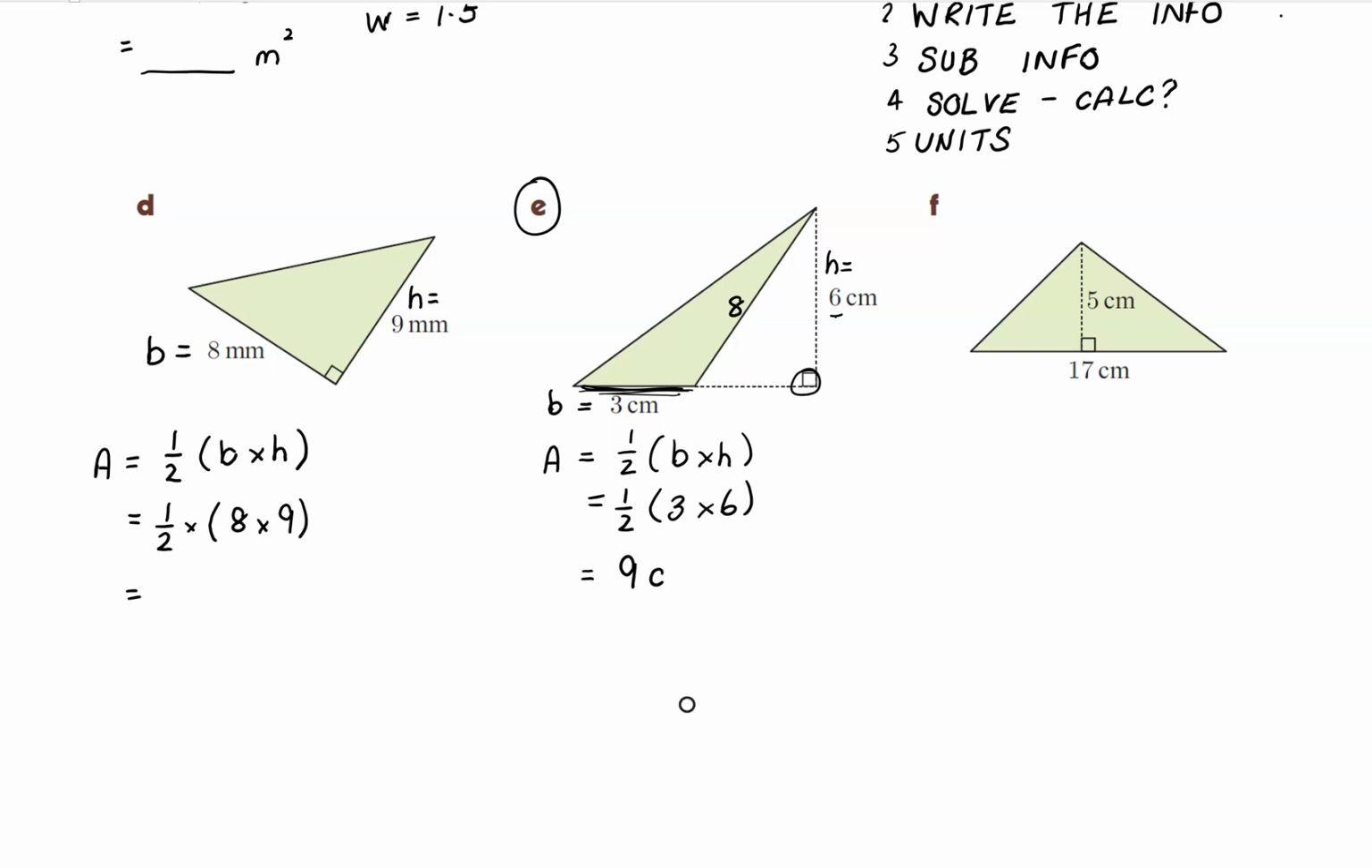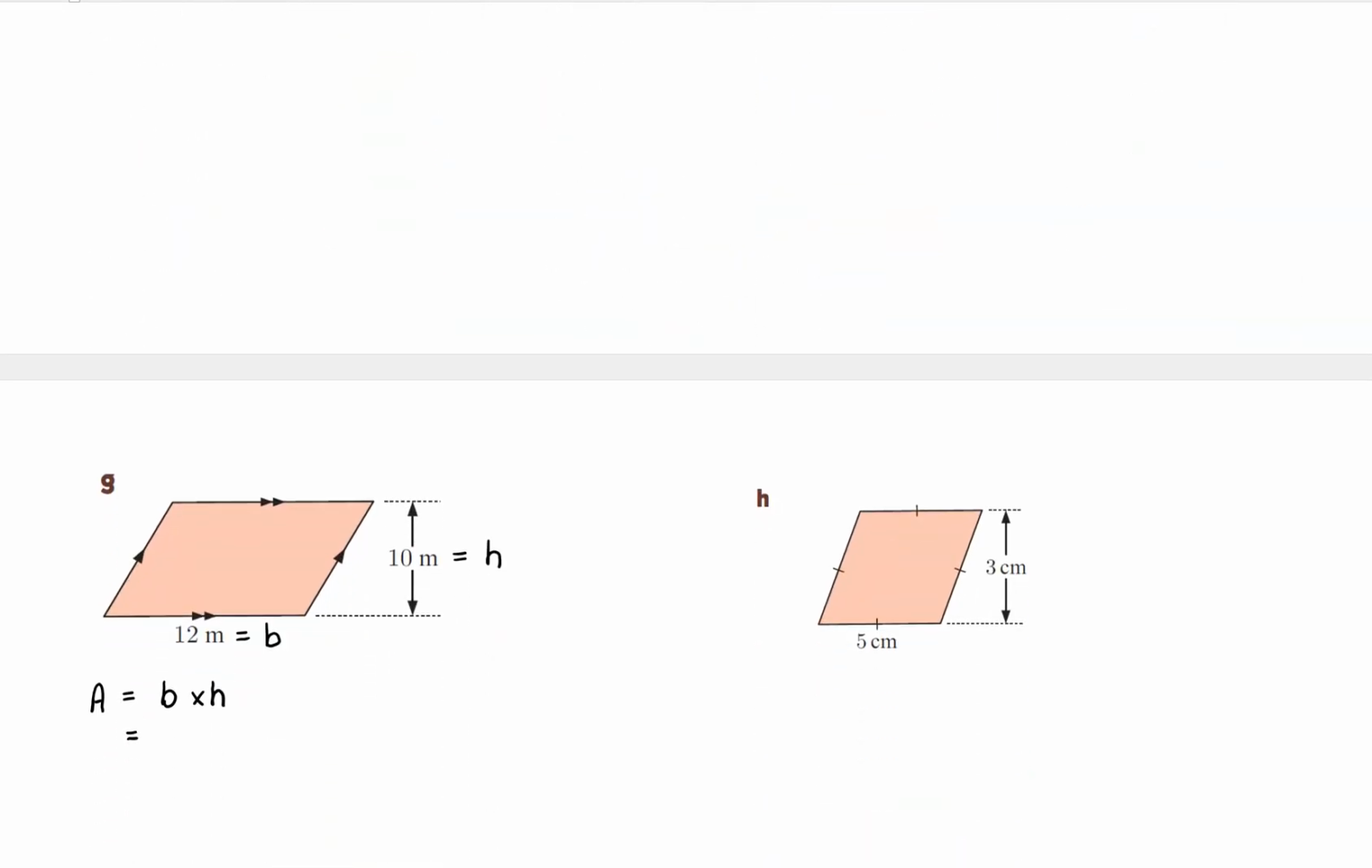So we've got 9 centimeters squared. All right. Sure, you can do F by yourself. Right, same thing, pop your formula, put your information in. That's my B. This is my vertical height. Pop it in, hit your calculator, and away you go.